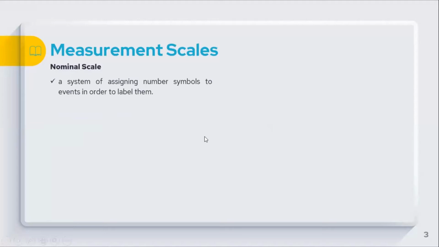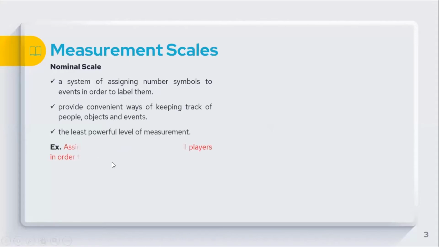Scaling, no? Natay gitawag nominal scales. Unsa man ning nominal scales? A system of assigning number symbols to events in order to label them. It provides convenient ways of tracking people or objects. For example, assignment of numbers to basketball players in order to identify them, no? You assign, it's still measurement. Part gyapon na sa measurement. Gisukod ninyo, 5 sila, kinsay number 1, kinsay number 2, 3, 4, 5. It's a nominal, no? Identified per each sample. Gisukod nimo pero naghatag pod kag scale or nominal scaling. Basketball player number 1, 2, 3, 4, 5. Okay? So it is the least powerful level of measurement.